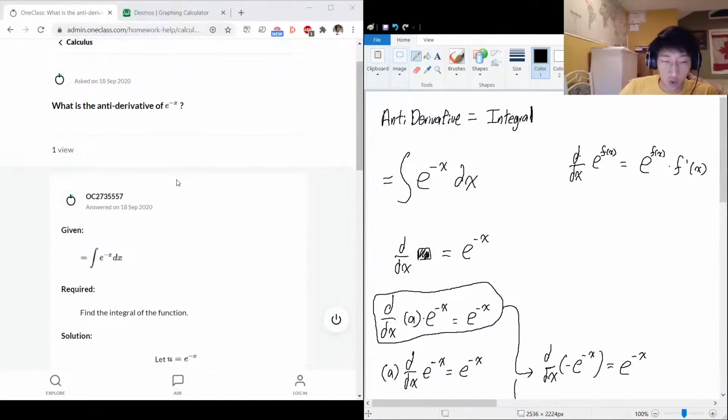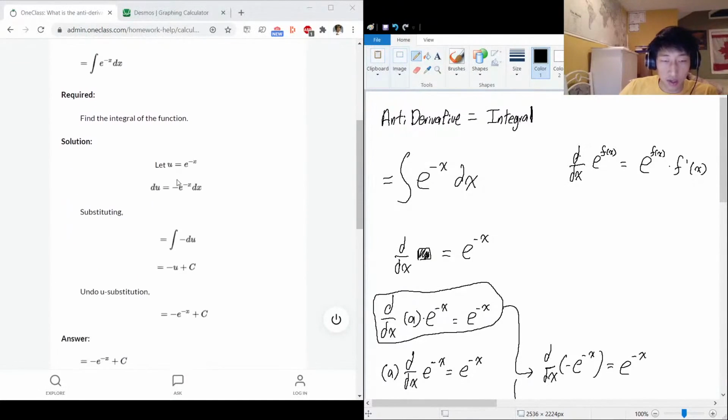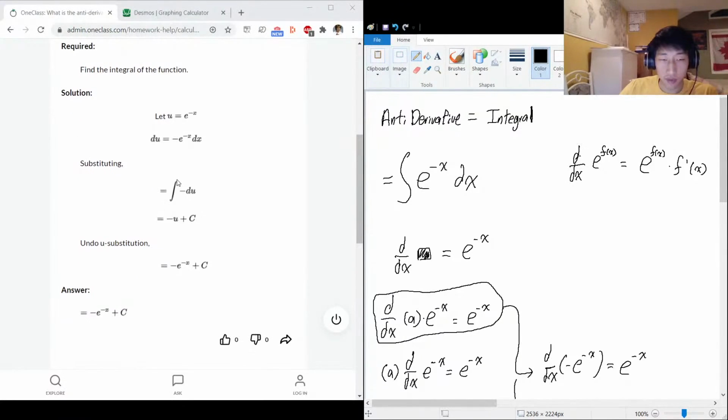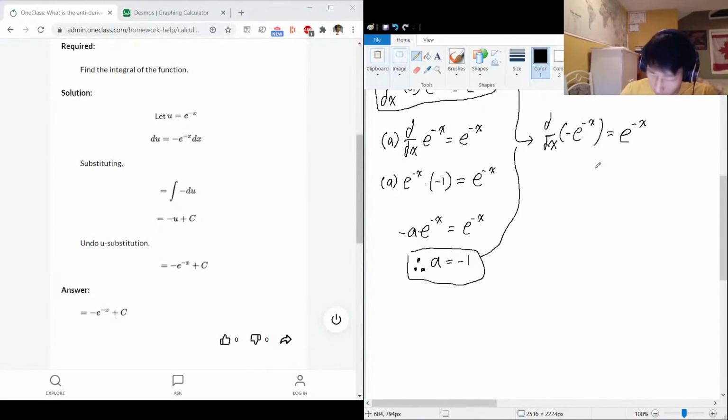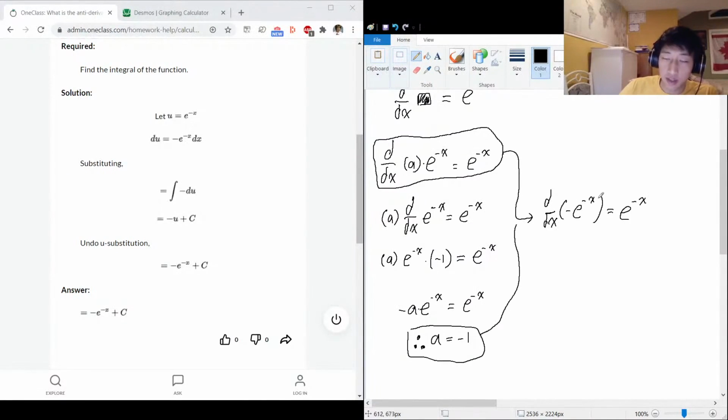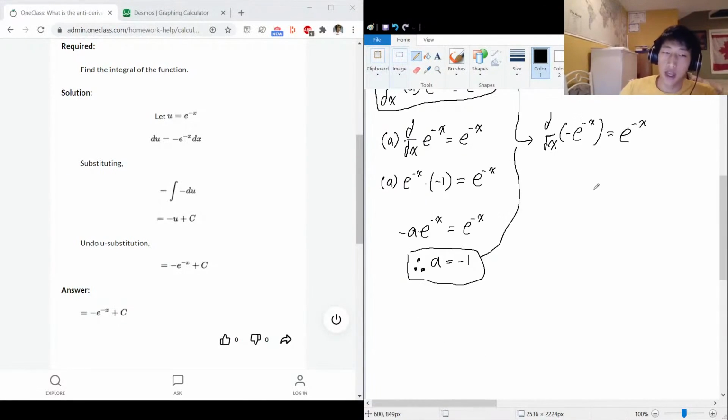So reading through the solution that we get here on OneClass, an important thing that we need to know is that with the antiderivative it does work, but if we were to say integral, it would be more important to have a plus c constant here. So instead we'd want to have d over dx of negative e to the power of -x plus constant of integration equals e to the -x.